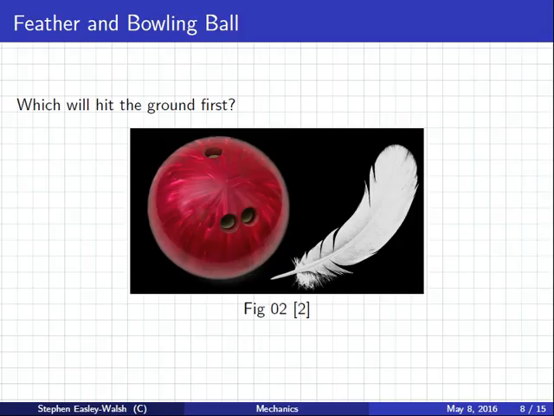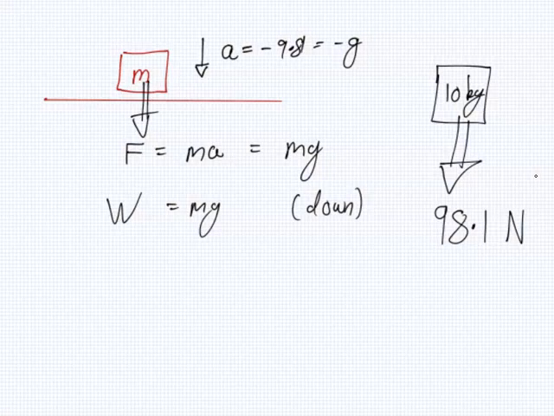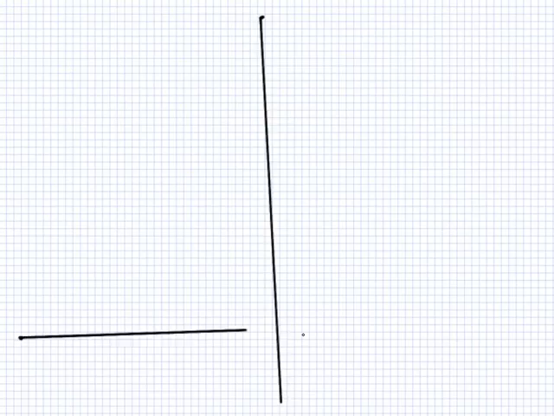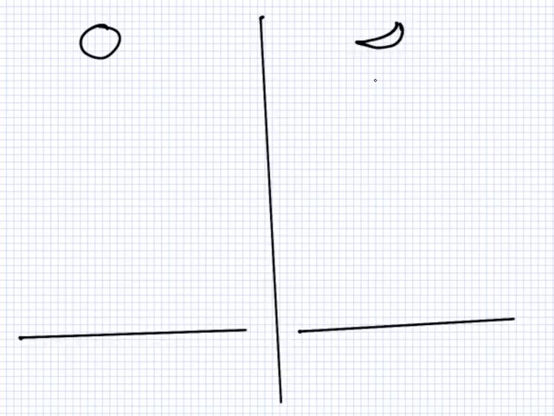So we all know that the ball will hit the ground before the feather, obviously, because that's our day-to-day experience. But let's see what happens. Let's look at our two situations. So there's the ball, and this is the feather.